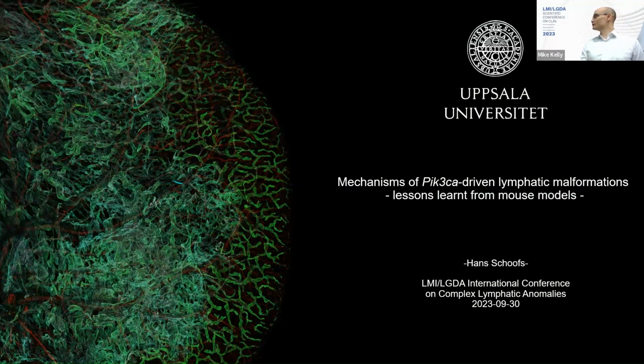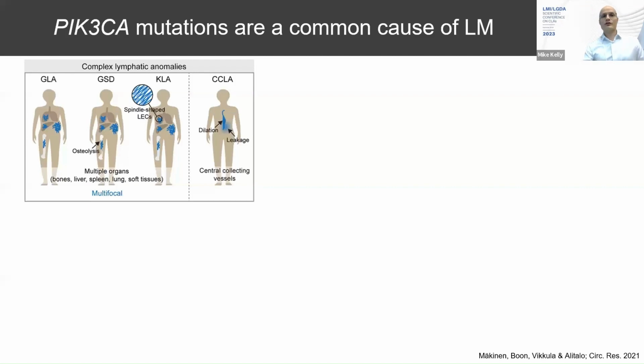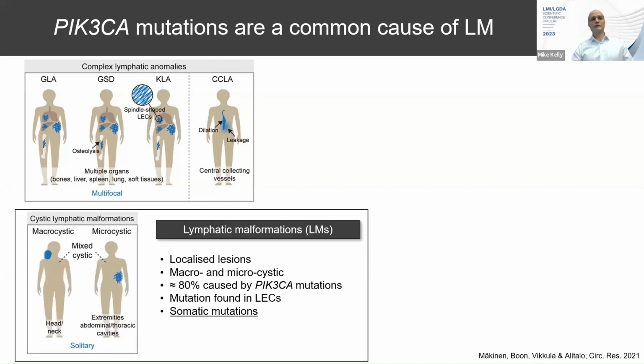And today I would like to talk about the mechanisms of PIK3CA-driven lymphatic malformations and the lessons we have learned from mouse models. So as was highlighted yesterday as well, there is this spectrum of rare diseases, complex lymphatic anomalies, such as GLA, Gorham-Stout, KLA, and CCLA. However, there are also different lymphatic anomalies, which are cystic lymphatic malformations.